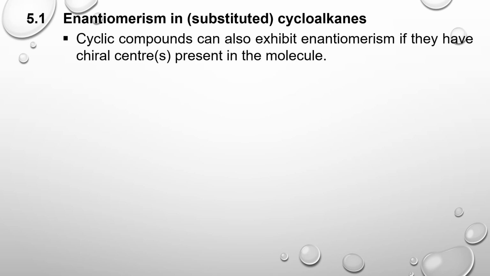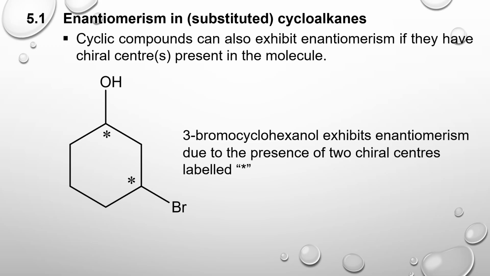Moving on, let's talk about enantiomerism in cycloalkanes. Like mentioned, cyclic compounds can also exhibit enantiomerism if they have a chiral center. If I look at this compound here, which is called 3-bromocyclohexanol, it is called a hexanol because there is an OH group here. 3-bromo is because this one is seen as carbon 1, carbon 2, carbon 3. So 3-bromocyclohexanol exhibits enantiomerism due to the presence of two chiral centers.